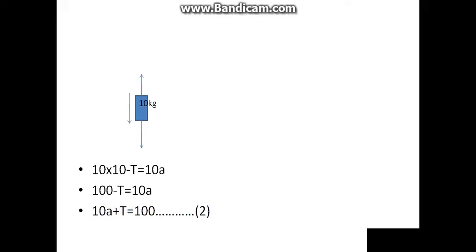The 10 kg body is meant to be sliding up. We now have that 10, which is the mass, times the acceleration due to gravity, 10, minus T is equal to 10, the mass, times the unknown acceleration. That is 100 minus the tension T is equal to 10 times a, the acceleration. Putting the unknown values on one side and the known values on the other side, we have 10a plus T will now give us 100, which is our equation 2.